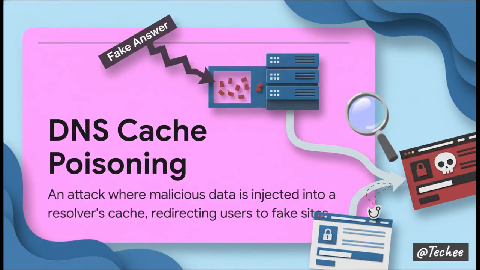And this leads to an even more dangerous attack called DNS cache poisoning. This is where an attacker feeds a fake answer to a recursive resolver. The resolver, not knowing any better, saves this malicious IP address in its cache. Now, anyone who uses that resolver to visit their banking website, for example, could be unknowingly sent to a fraudulent copy that's designed to steal their login information.